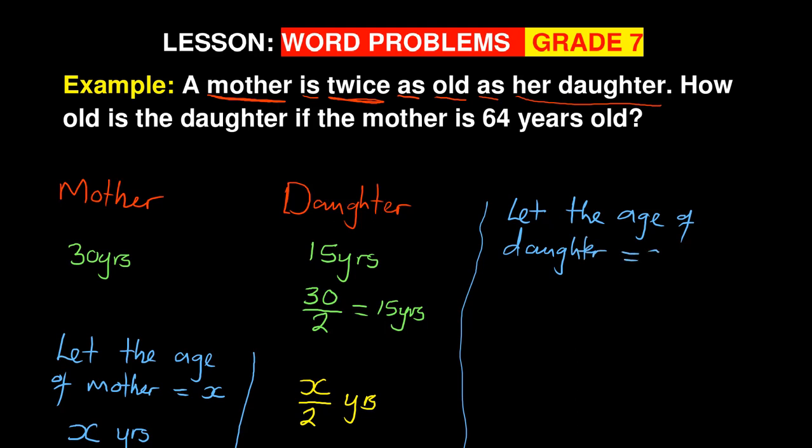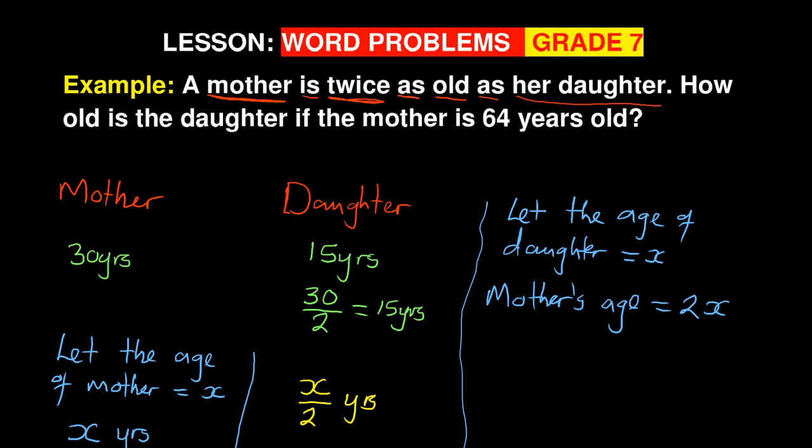be equal to X. So now if the age of the daughter is X, so you're going to say mother's age. Remember they say a mother is twice as old as the daughter, so mother's age will be equal to 2 times, which is 2x. And then it says how old is the daughter if the mother is 64 years old?